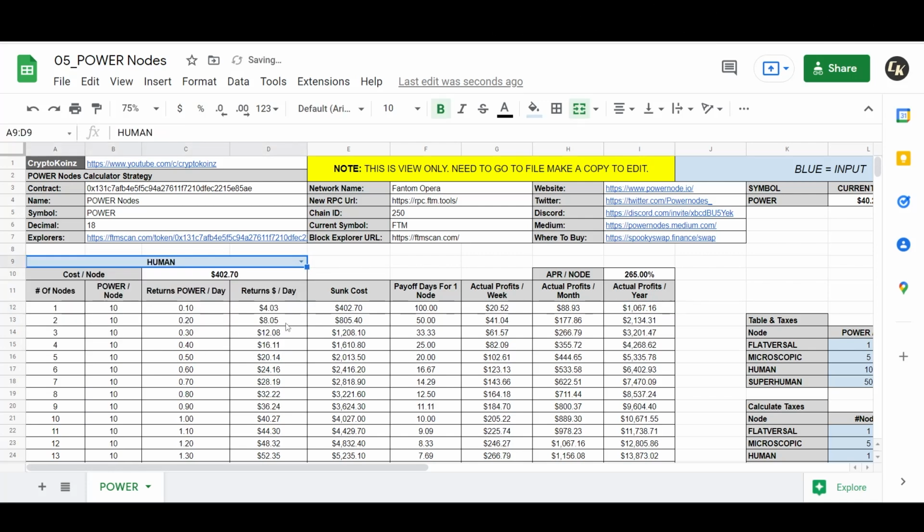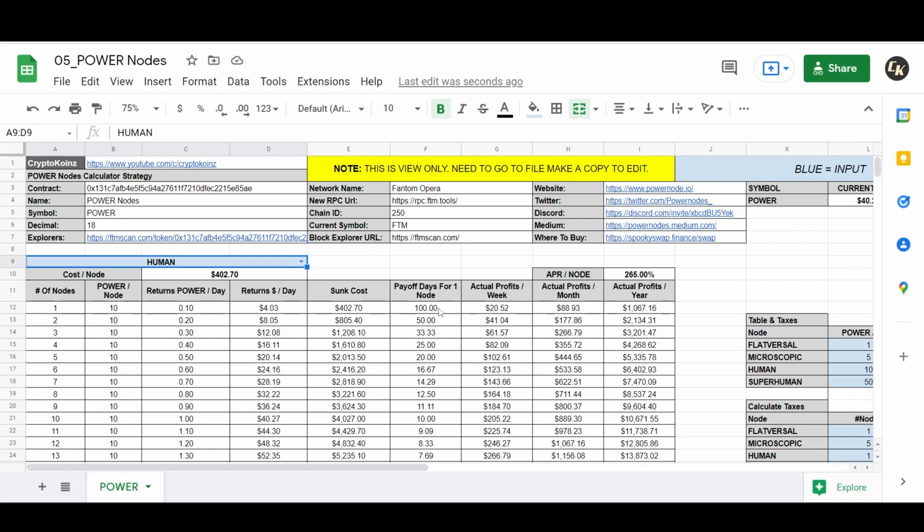And if we go to human, to buy one node is 10 power. You're earning 0.10 power per day. Total returns, $4 a day. The sunk cost is the cost of the position. The number of nodes you buy times the node value, which is 10 power per node, which is right now at today's price, $402.